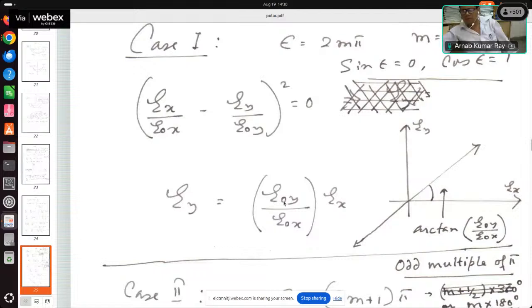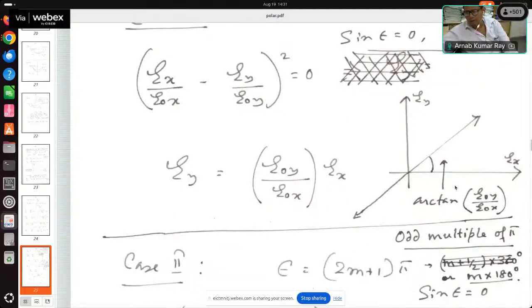So ey will be equal to e naught y by e naught x times ex. These are the constant amplitudes. So ey is a variable, ex is a variable, the displacements along the x and the y axes respectively, and this is the slope of the straight line. Now let us look at another case, odd multiple of pi.